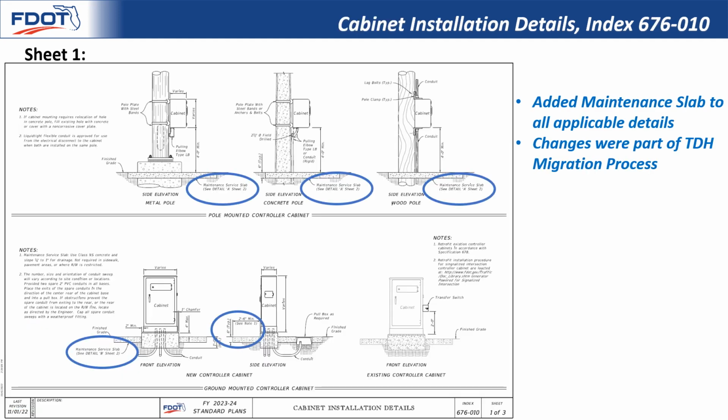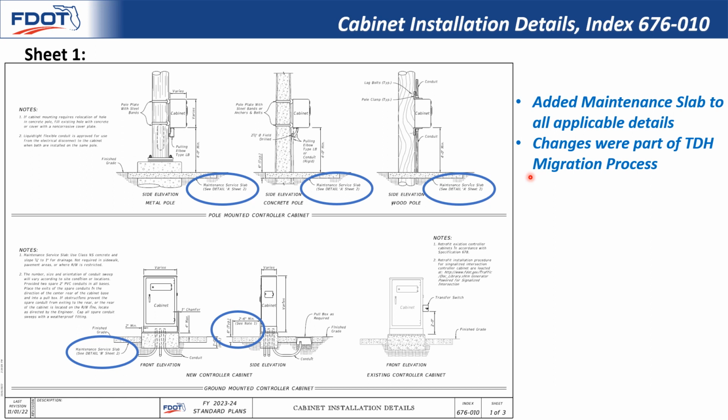The next set of indexes include indexes 641-020, 649-020, and 676-010. These changes were initiated by our traffic group over at the TERL, or the Traffic Engineering Research Lab. These revisions were developed based on implementing maintenance service slabs for ITS cabinets. This was recommended during the Turnpike's TDH migration and integration into statewide criteria.